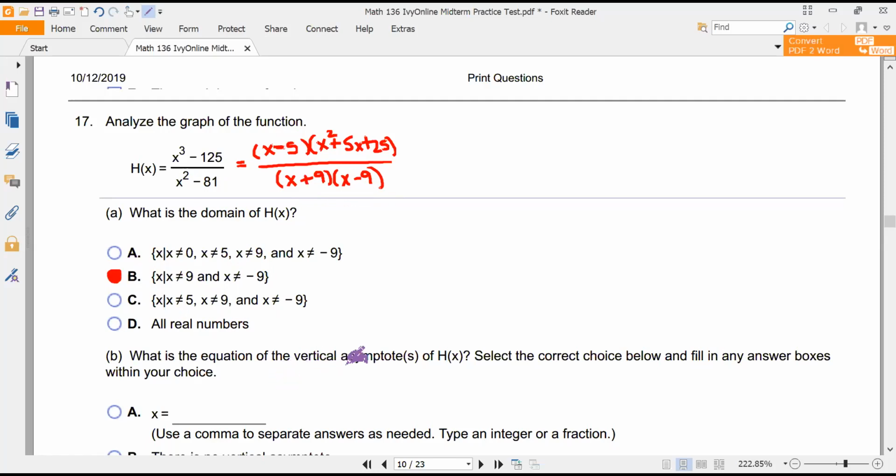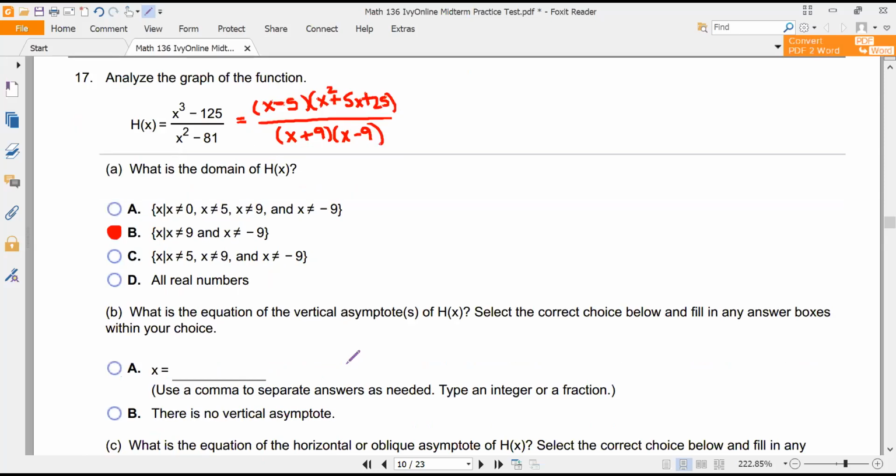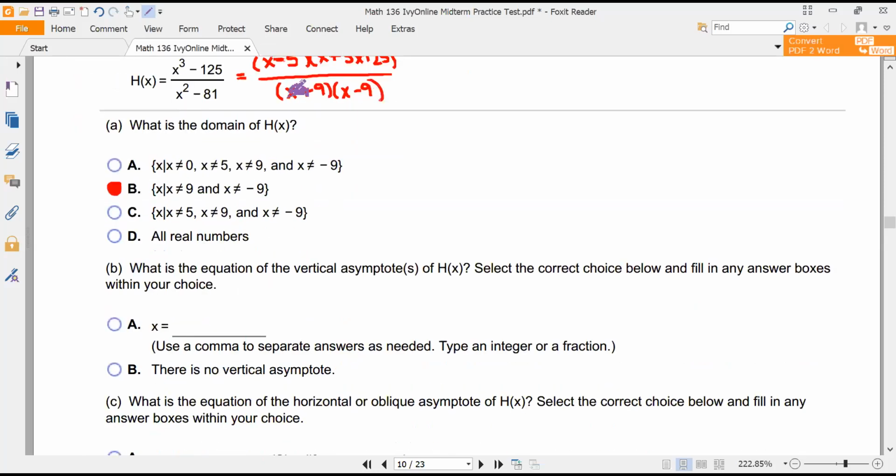What is the equation of the vertical asymptotes? Well, there are two, because you have two things that did not cancel in your denominator. So if you solve the first binomial, x plus 9 equal to 0 gives x equals negative 9. And the second one would be x minus 9 equals 0, so that would be x equals 9. So we just want to write them with a comma separating them, so negative 9, comma 9. X equals both of those things.